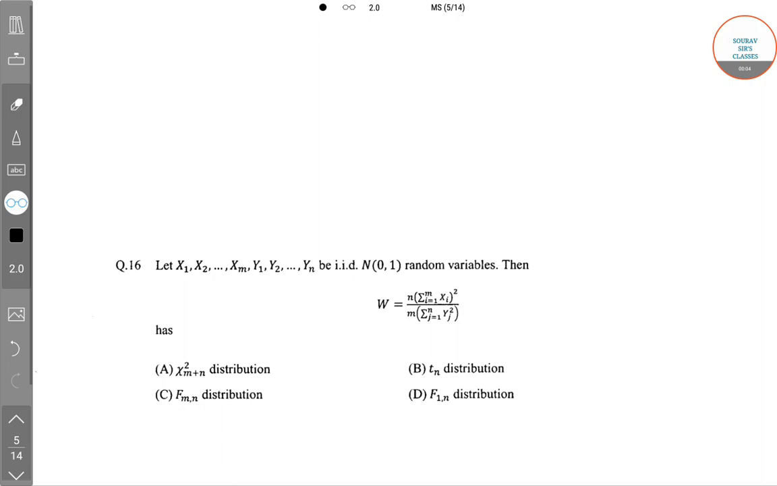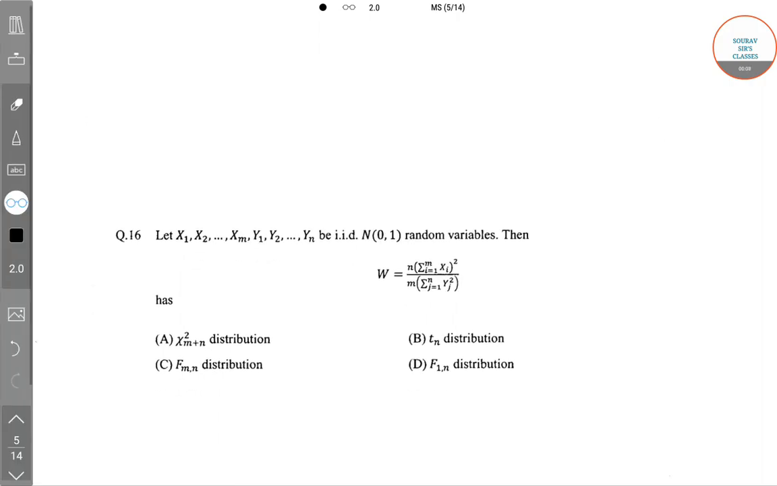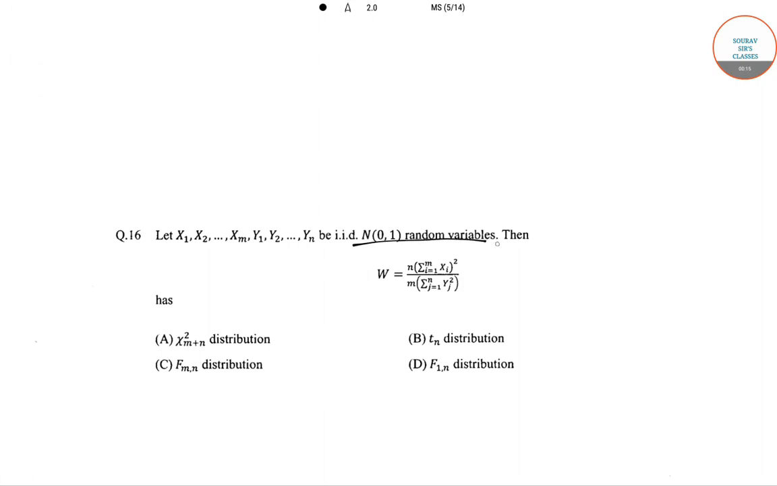The question is, let x1, x2 up to xm and y1, y2 up to yn be IID normal 0, 1 random variables. Then w is equal to n into summation i equal to 1 to m xi whole squared by m into summation yj squared, where j is equal to 1 to n, has the following distribution. So we need to identify the distribution of w.